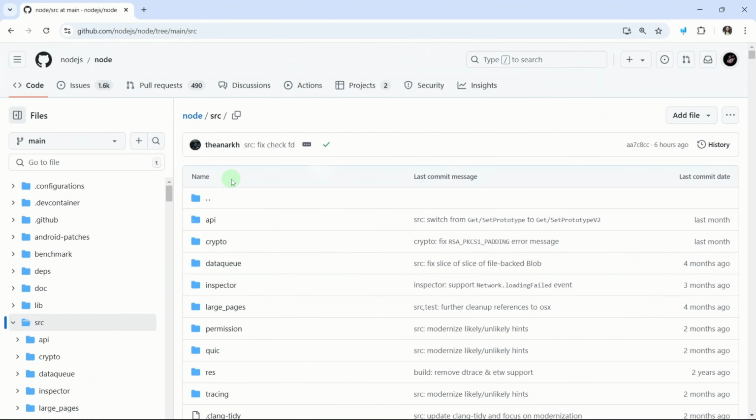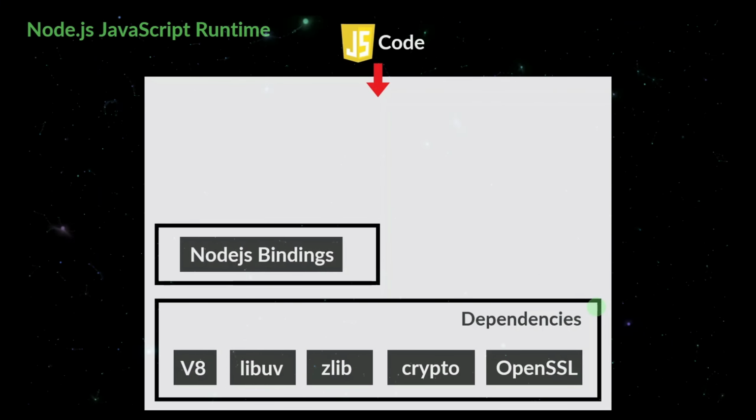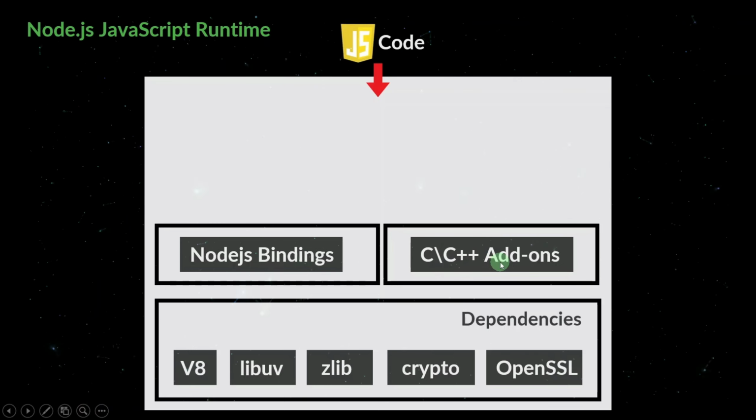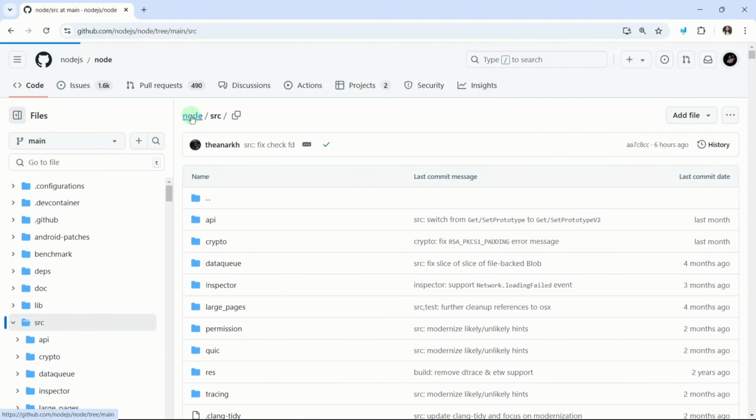I will open it, and this src folder contains all the C++ code for the Node.js runtime. We already know JavaScript cannot perform low-level operations like file system access or networking. But C++ can perform all the low-level operations like file system access or networking. So this source folder is a set of C++ features that Node.js brings to the table. This forms the second component in our Node.js runtime, and here we have the C++ features. Again, I will come back.